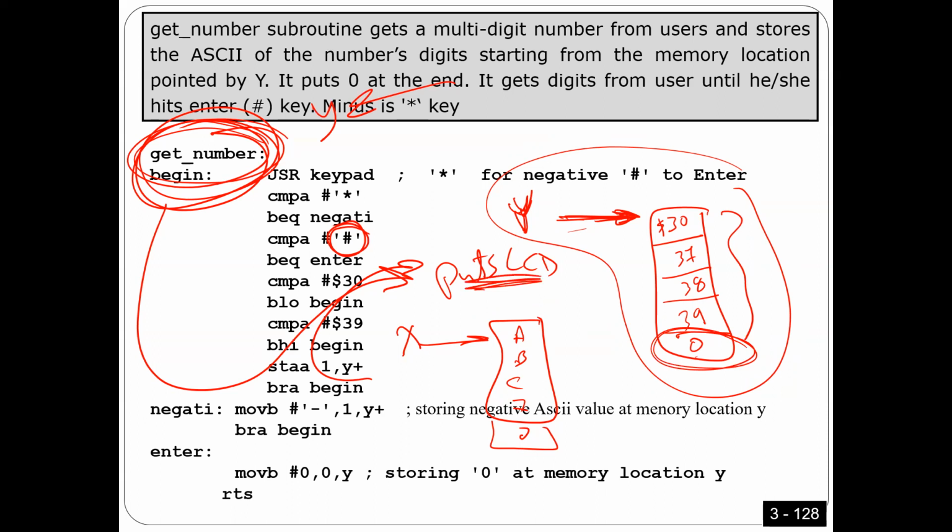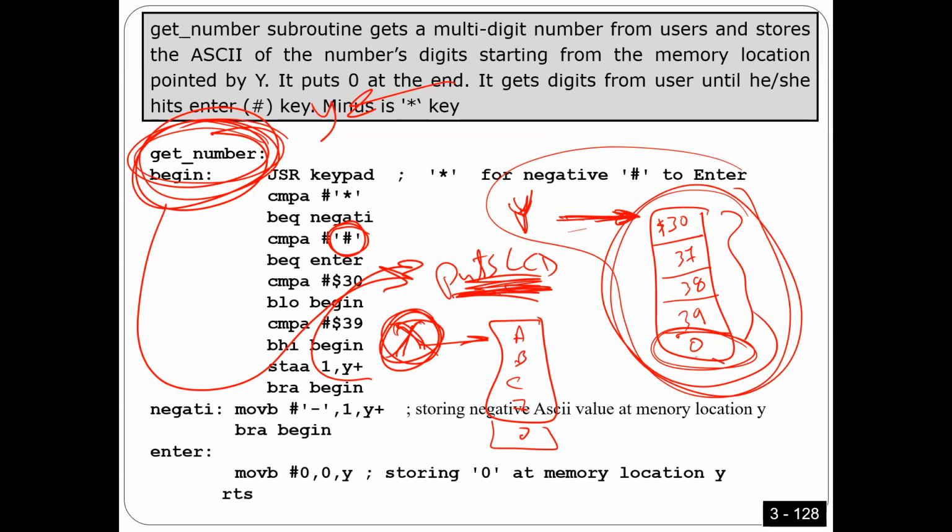Okay. After you get a number from the user, if you want to display the number, how can you display it? You can call this function. However, this function is expecting the beginning address in register X. So you have to put the beginning address of this array in X and then call this function. Look how it is compatible.